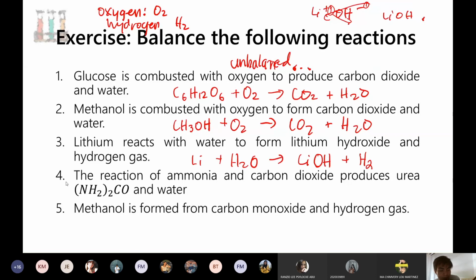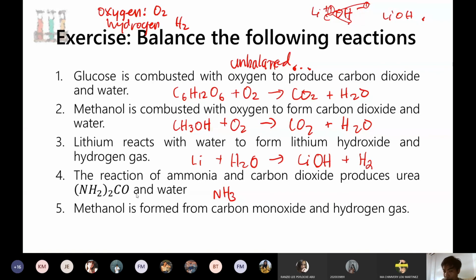Number 4. The reaction of ammonia. Again, ammonia is an organic substance. If you don't know the formula, feel free to Google it now. So that's NH3. The reaction of ammonia and carbon dioxide. Meaning, they are the reactants.